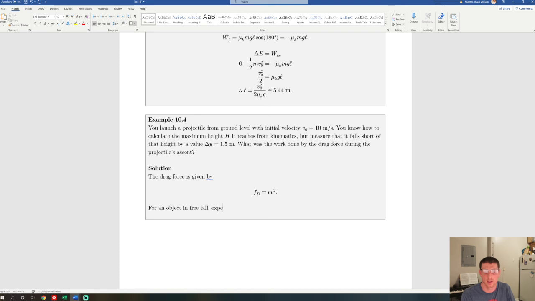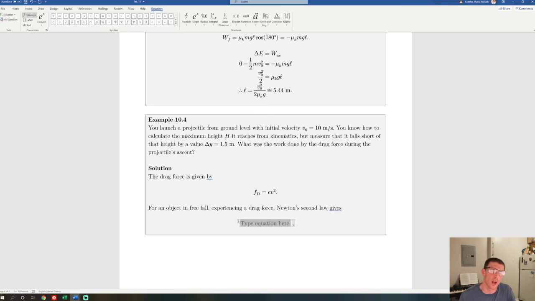experiencing a drag force, Newton's second law gives something like this, right? And I'm going to use this dot notation that we have seen before. But we have now that the drag force, say for an object that's falling down towards the surface of the Earth, is going to point upward, right? So this is a force that points upward.